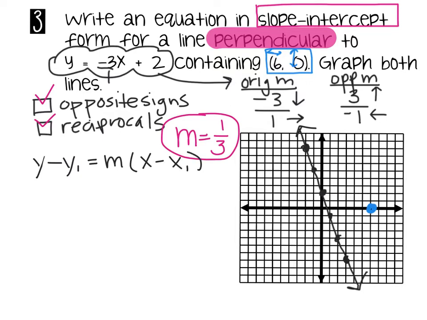I am going to substitute in the items that I know. I know that my slope is going to be 1/3. It's not the same as their slope anymore, but it's the opposite reciprocal. Over here, I've got y minus my y coordinate, which is way up here, and it's 0. And I've got my parentheses x minus my x coordinate, which is way back up here, and it's 6.